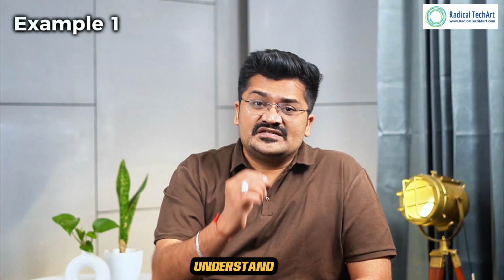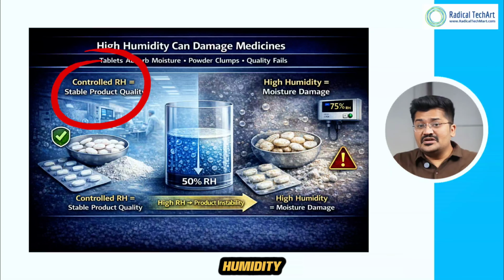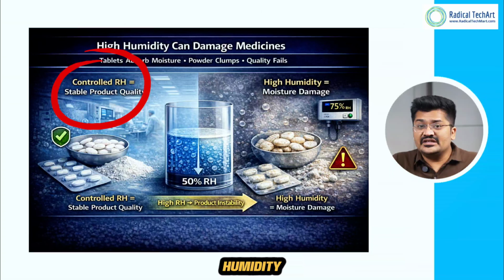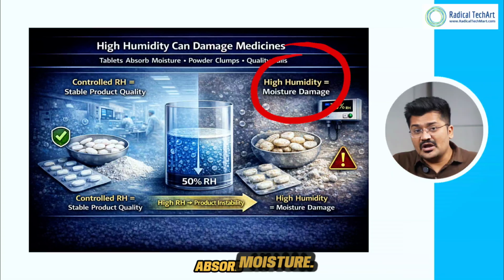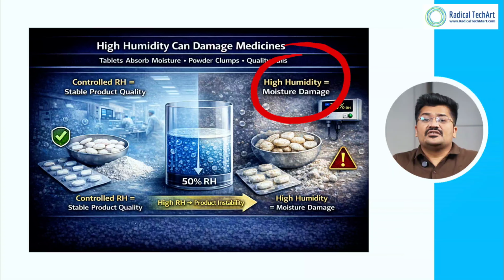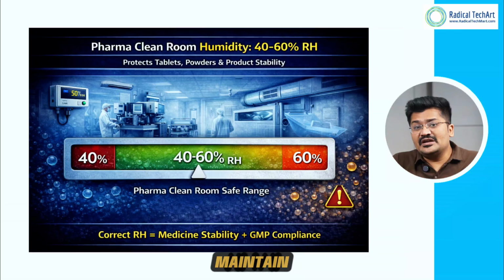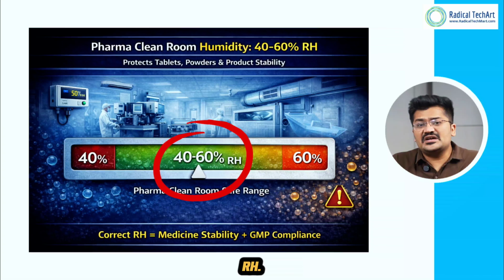Now let's understand with some examples. Pharmaceutical clean rooms. In pharma manufacturing areas, humidity must be controlled very carefully. If humidity is too high, tablets and powders may absorb moisture. This can affect medicine quality, and that is why pharma clean rooms maintain humidity typically between 40 to 60% RH.